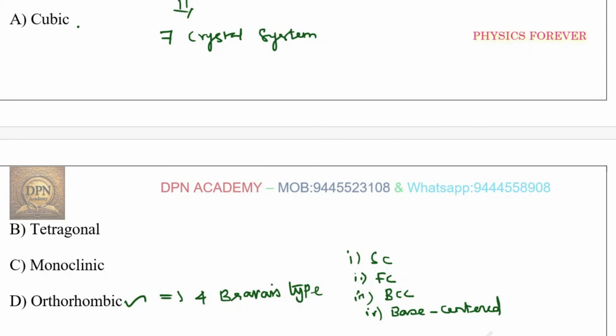So இதுவுமே நம்ம போடலாம். So upcoming question-ல் அதே மாதிரி போட்டிருப்போம். ஓகே, so அதே மாதிரி cubic-உம் நீங்கள் பார்க்கணும், tetragonal பார்க்கணும், then monoclinic-உம் பார்க்கணும்.